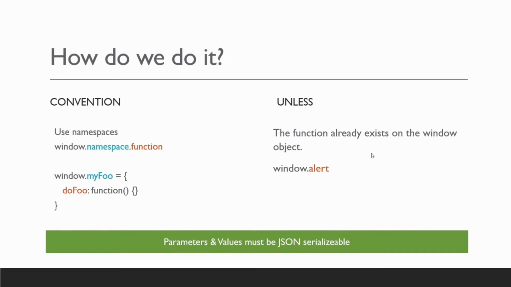Now, the conventions are pretty easy. We want to use a namespace on our JavaScript side of the application that extends the window namespace. So we have window, our namespace for our code that we're going to write, and then the function that we would like to execute. So for example, here we have window, myFoo is the namespace, and doFoo is the function that we're going to call. If the function already exists on the window object, then we can call it directly, but that's a rare opportunity that we have. It's also worth noting that the parameters and values that we use with these JavaScript calls must be JSON serializable.